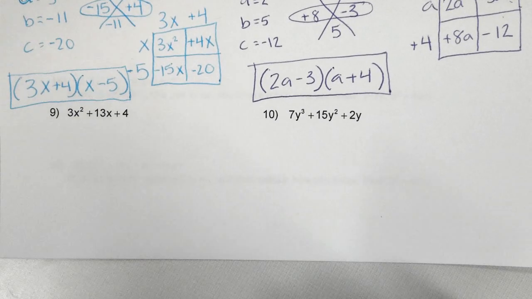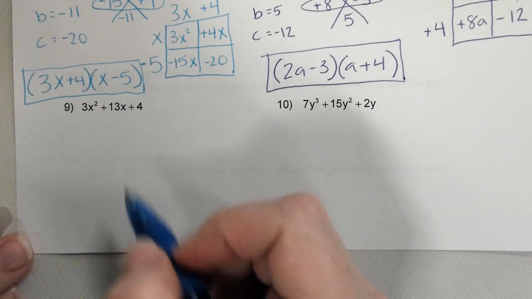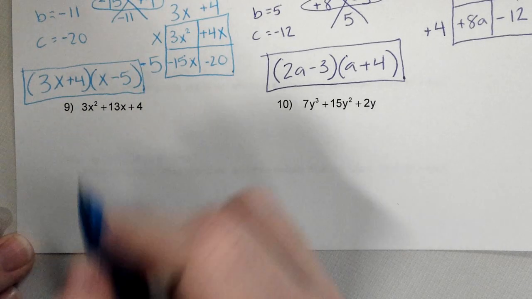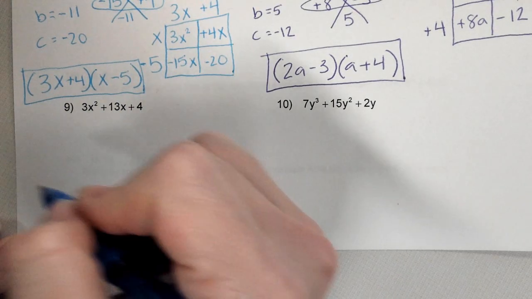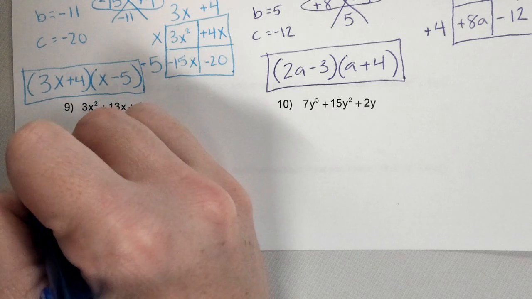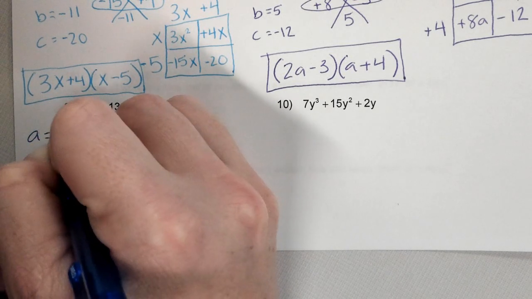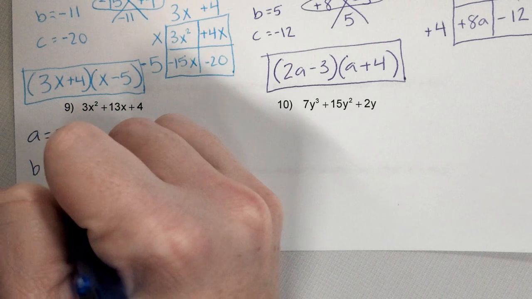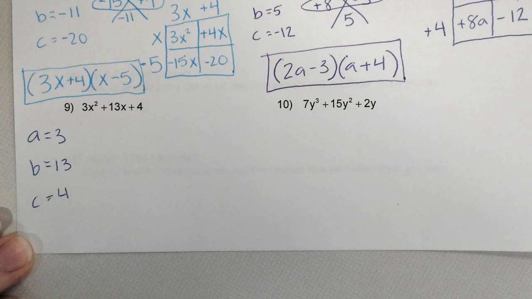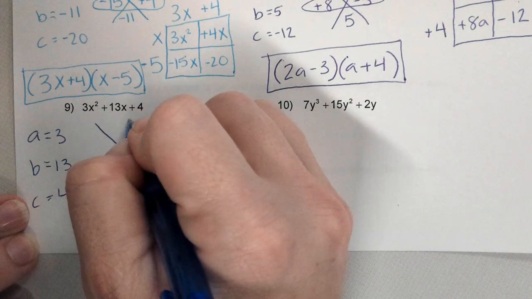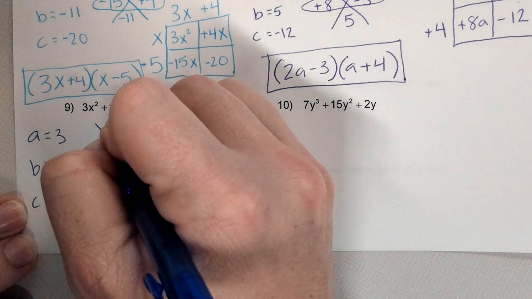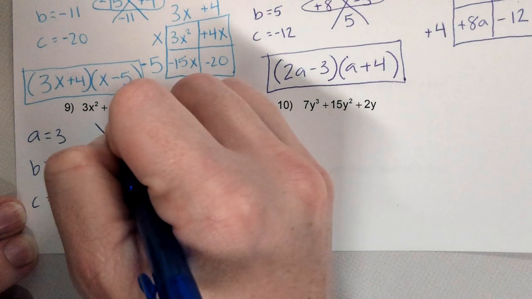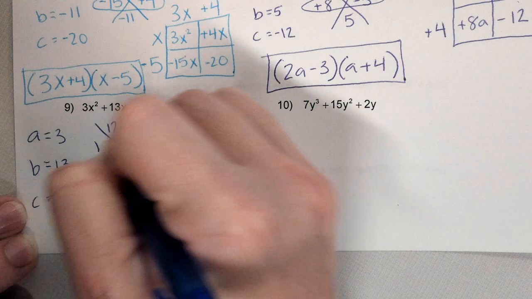Okay, let's look at number 9. So, again, it's in order. 3 doesn't go into 13, 3 doesn't go into 4, 3 is prime. So A is 3, B is 13, C is 4. Okay, so let's just get started. A times C, 3 and 4, takes 12. So it's going to be 1 and 12.